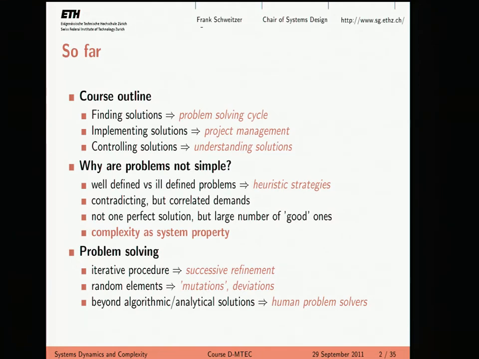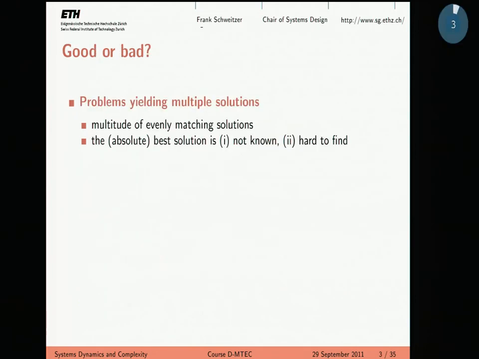The problem-solving cycle will hopefully give you a kind of framework to make this human problem-solving easier. Okay, so before that, we talked a lot about how problems have multiple solutions, this kind of multiple criteria optimization. And we don't know the best solution, and we're not even sure it exists. If it exists, we're not even sure if we can find it.